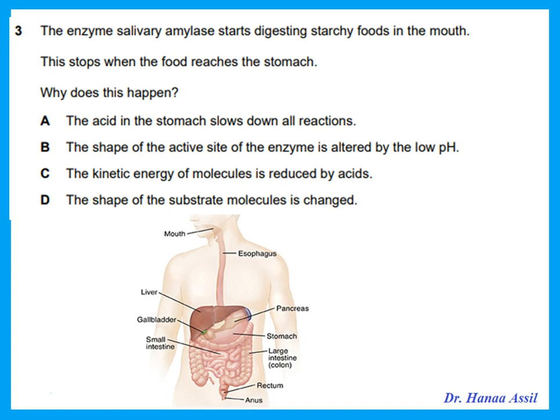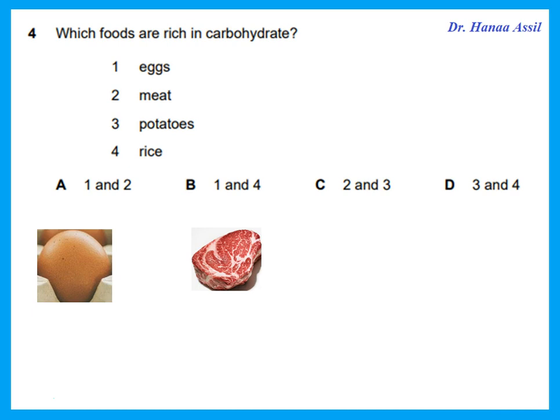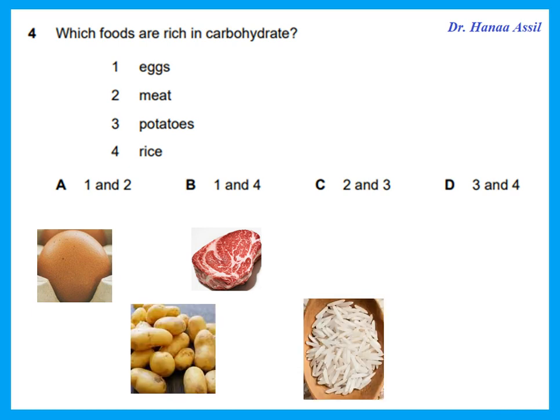So when the amylase enters the stomach, of course, what happens is the enzyme becomes denatured, and that means the shape of the active site of the enzyme is altered by the low pH. Which foods are rich in carbohydrates? Well, you should know that eggs and meat are rich in proteins, while potatoes and rice are rich in carbohydrates. So I want 3 and 4.